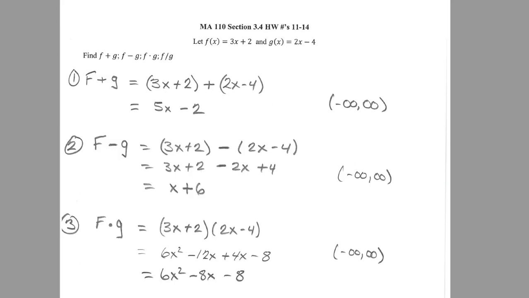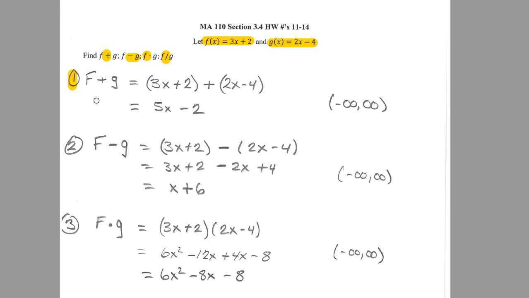What we are being asked to do in this situation is consider when we have a function f of x, in this case 3x plus 2, and a function g of x, in this case 2x minus 4. Then we need to find f plus g, f minus g, f times g, and f divided by g. So your job is to take the function f of x and the function g of x, add them together, subtract them, multiply them, and divide them.